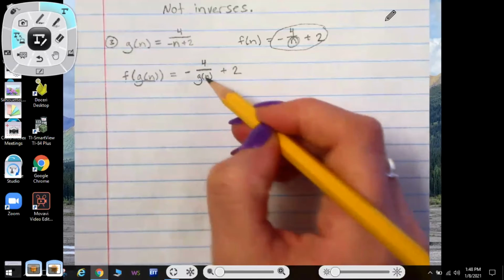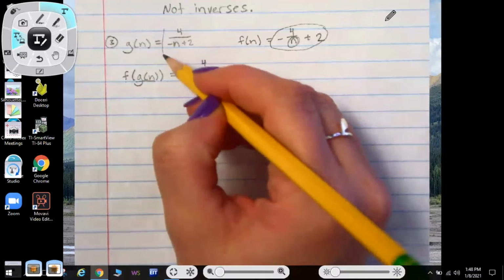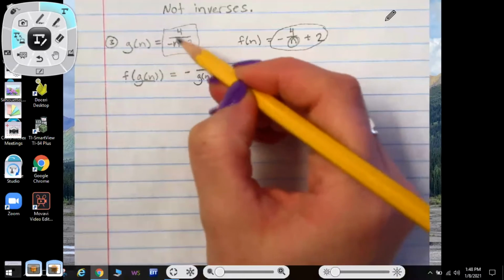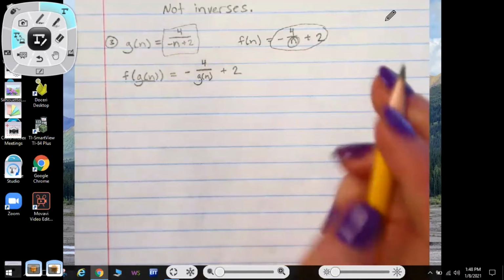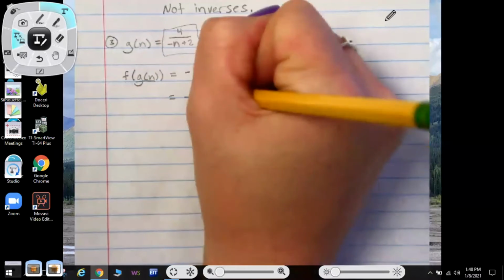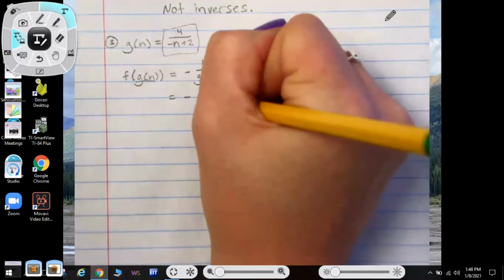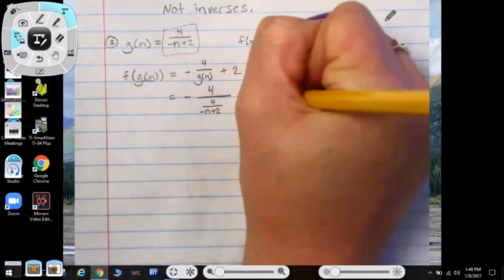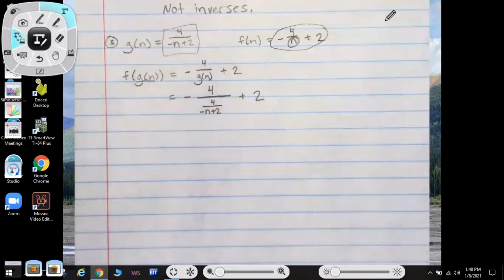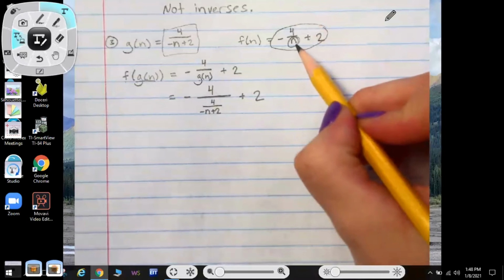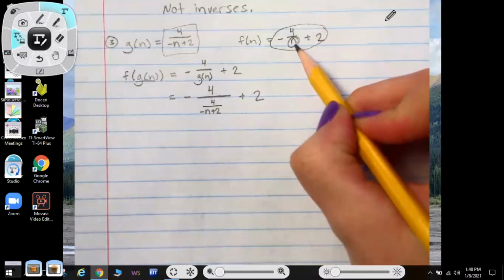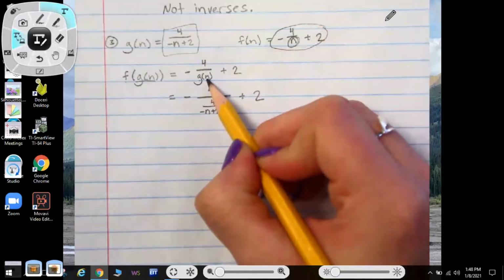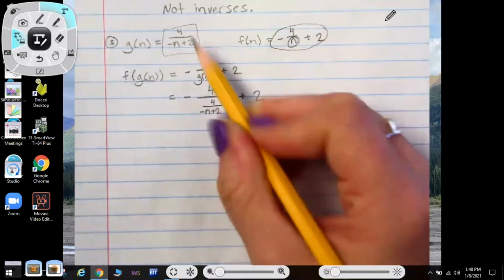Now we're going to replace g of n with what g of n is actually equal to, which is this fraction. So it's going to be a fraction within a fraction: negative 4 over 4 over negative n plus 2, and then plus 2 on the outside. So this n in f of n became g of n, and then we just replaced g of n with this fraction, which is what g of n is equal to.